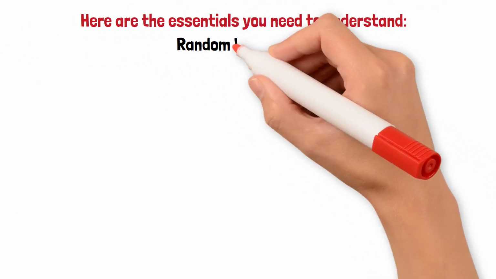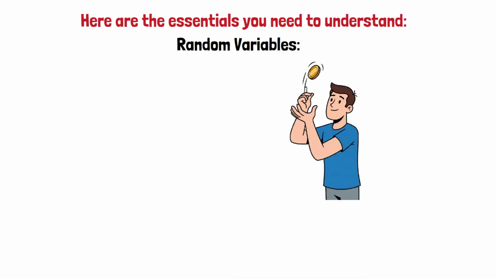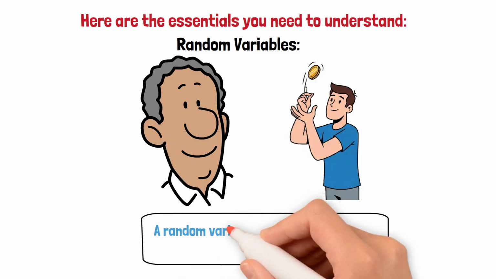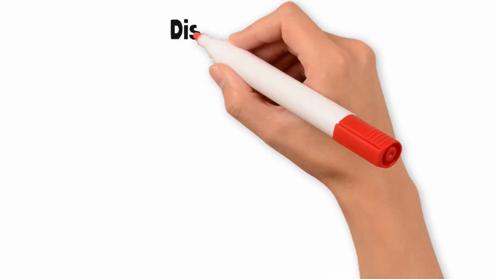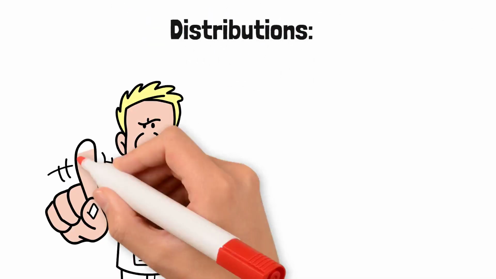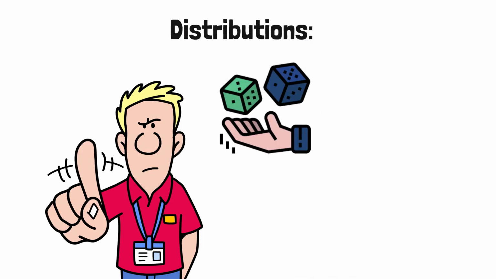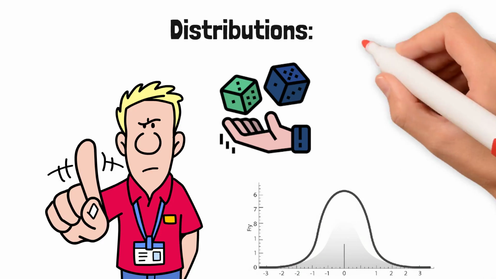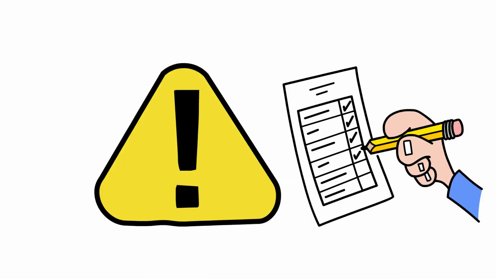Random variables. Imagine flipping a coin. The outcome, heads or tails, is uncertain, but we can describe it with a variable. A random variable is simply a way of assigning numbers to uncertain events. Distributions. Not all outcomes are equally likely. A distribution tells us the probabilities of different results. For example, the famous bell curve, or normal distribution, describes things like human heights, test scores, and even measurement errors.